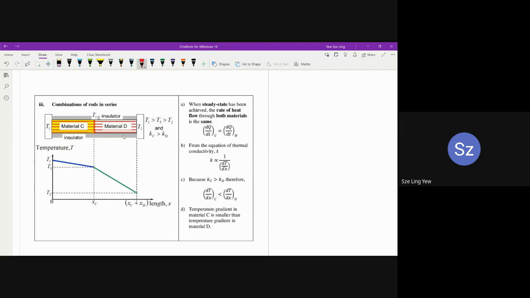So, the combination of rods in a series. In our questions, sometimes you will have two rods joined together with different materials, and then you put an insulator around it. So what happens right here now? You look at the graph. You have two different straight lines.